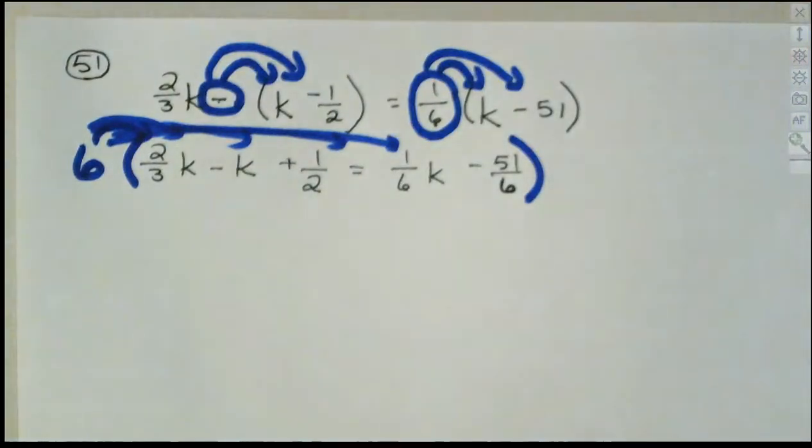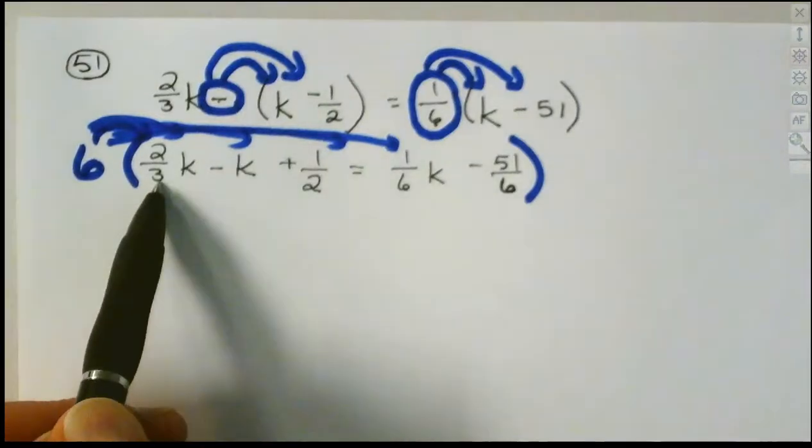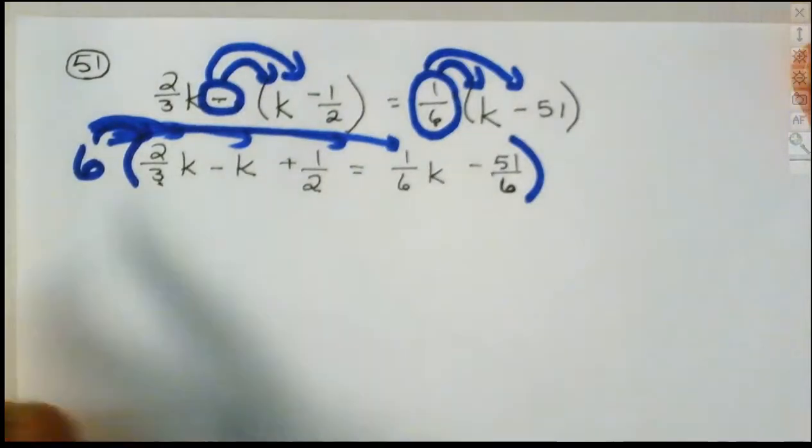Take your time. And what's our procedure? Divide, multiply. Divide, multiply. So, 6 divided by 3, 2. Times 2 makes it 4k.